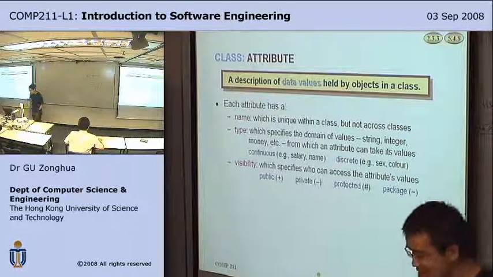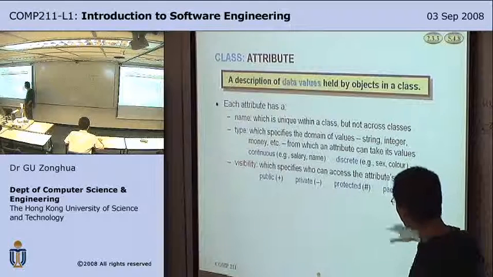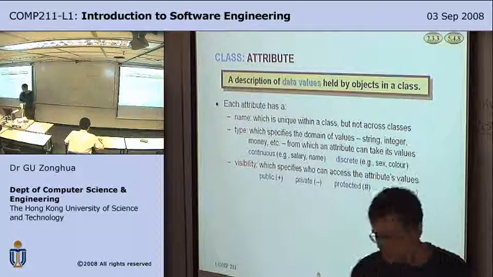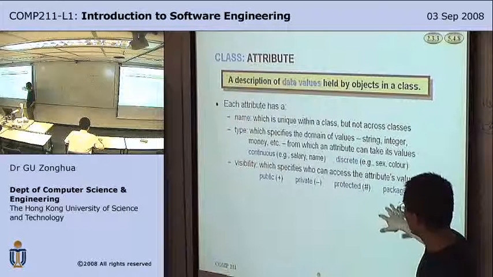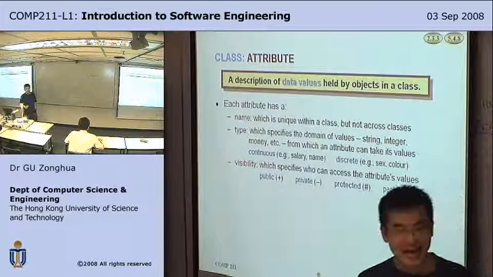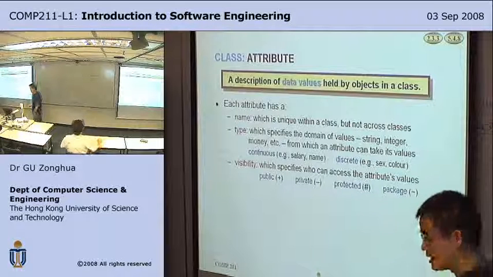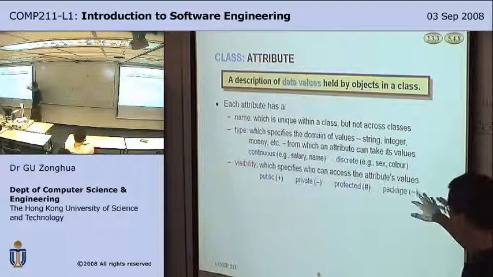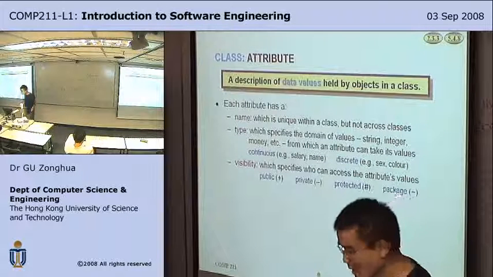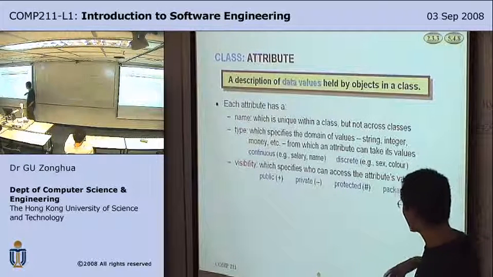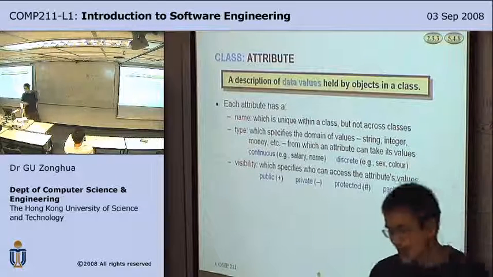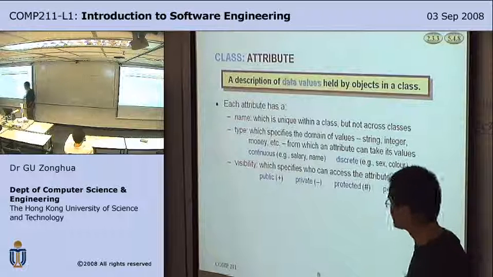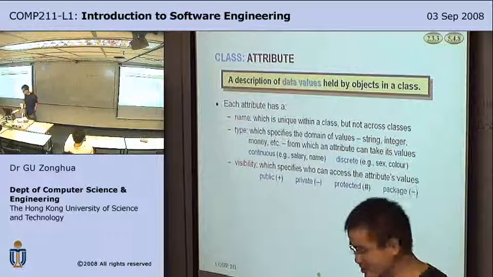And visibility indicates who can access the attribute's values. It could be public, private, protected, and package. So this should look familiar to you. This corresponds directly to the programming language concept in C++, except the package concept perhaps is unique to the UML, where you can divide your classes into multiple packages, and some attributes may be only visible to classes within the same package, but not to some other packages.